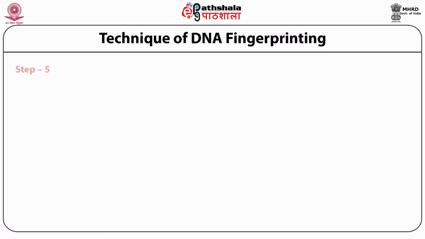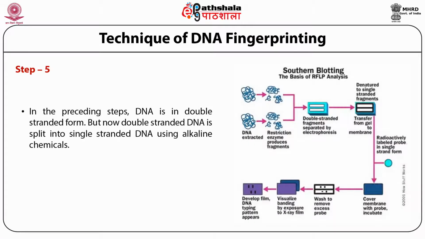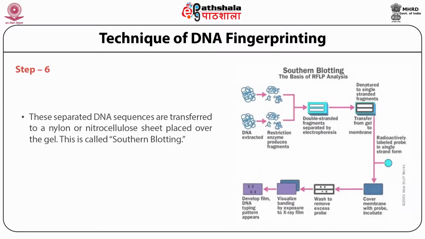In the preceding steps, DNA is in double stranded form, but now double stranded DNA is split into single stranded DNA using alkaline chemicals. These separated DNA sequences are transferred to a nylon or nitrocellulose sheet placed over the gel. This is called Southern blotting. The diagram is depicting the Southern blotting of DNA molecules.